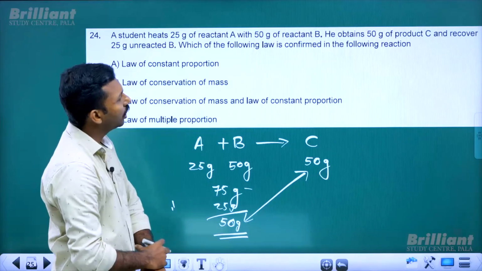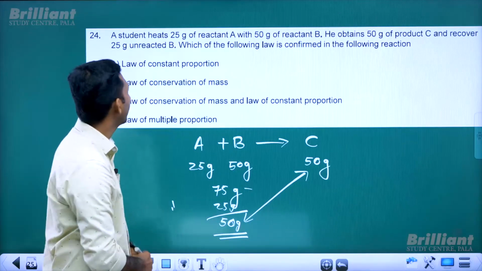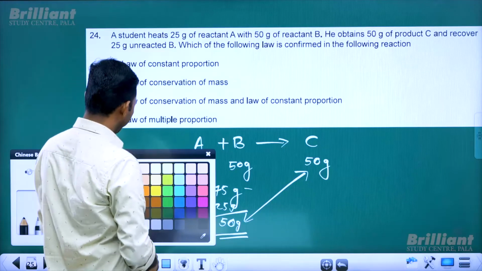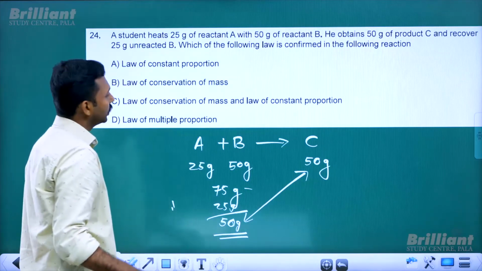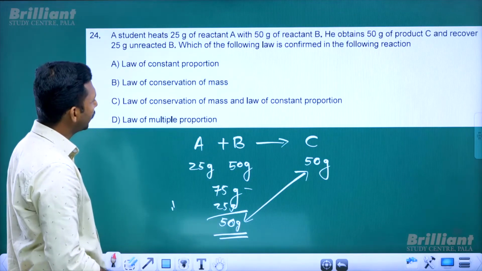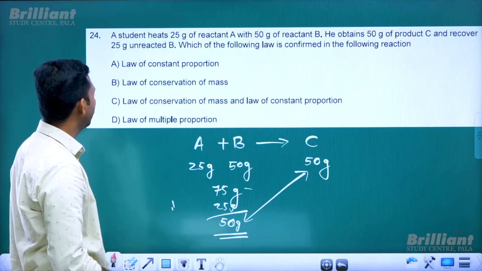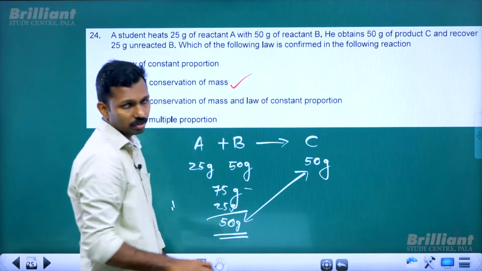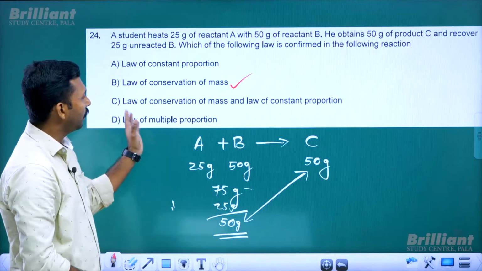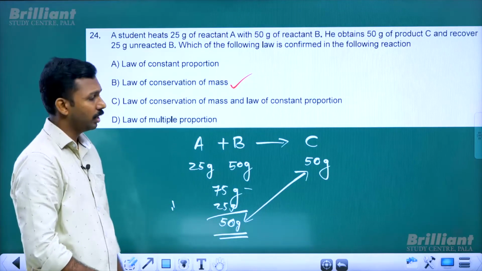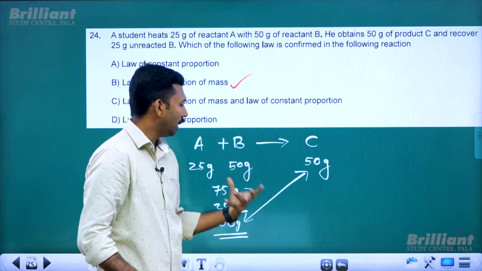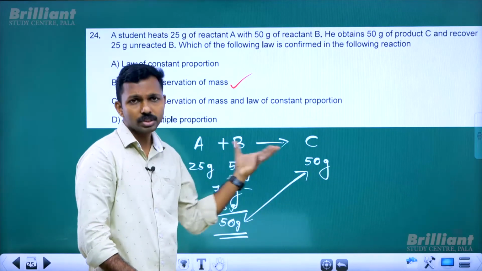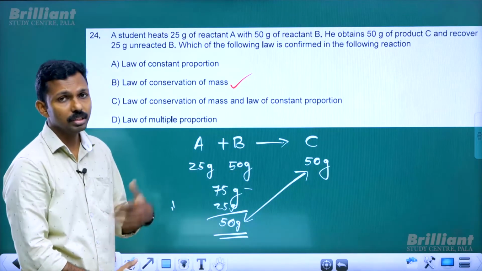So which of the following law is confirmed by this reaction? Law of constant proportions, law of conservation of mass, law of conservation of mass and law of constant proportion, law of multiple proportion. Yes, it is law of conservation of mass. Law of conservation of mass is confirmed here because there is nothing telling about the ratio by mass of these two elements in that product.